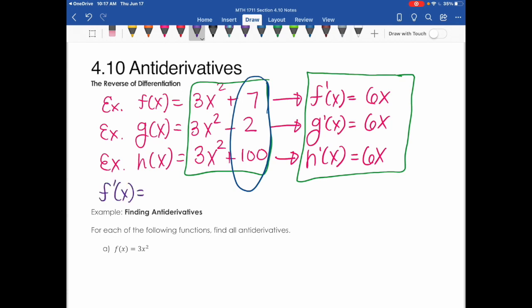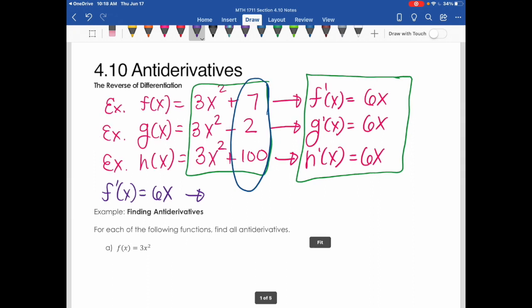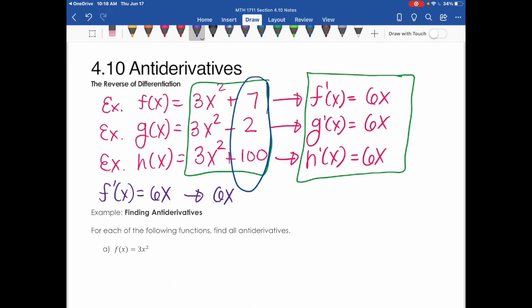So working backwards now, if I told you that f prime of x was equal to 6x, and I asked you to find the original function and work backwards, okay, normally we take the exponent, bring it down, multiply by the coefficient in front, and then decrease the exponent by 1. So we're going to do the exact opposite. I am going to increase my exponent by 1. So instead of having 6x, I'm going to have 6x squared. And then instead of multiplying, I'm going to divide by the exponent.